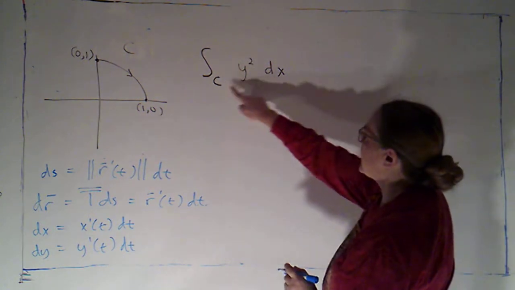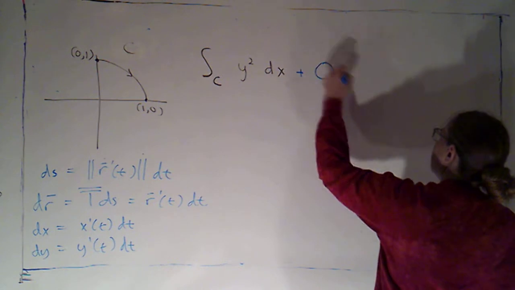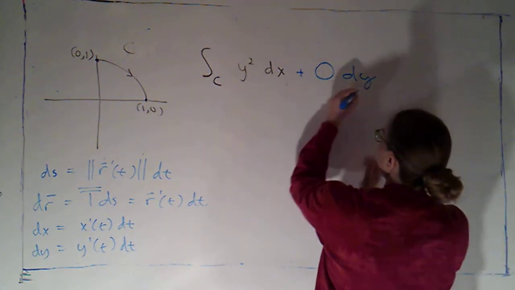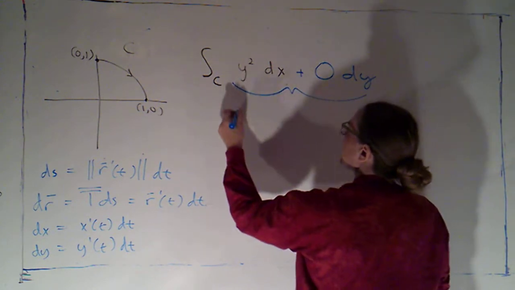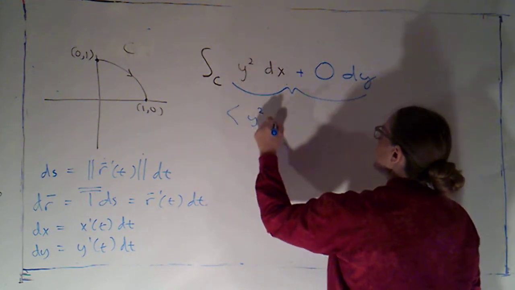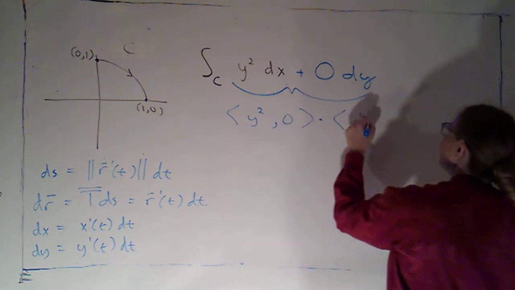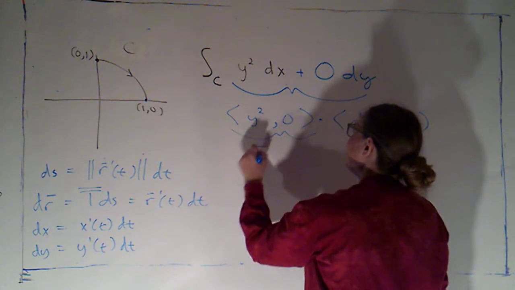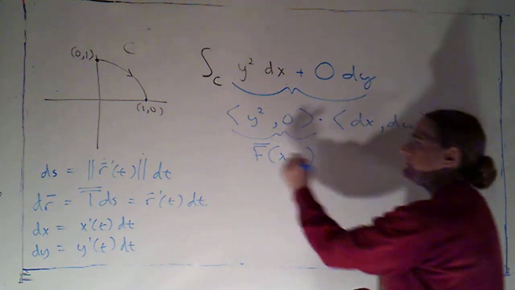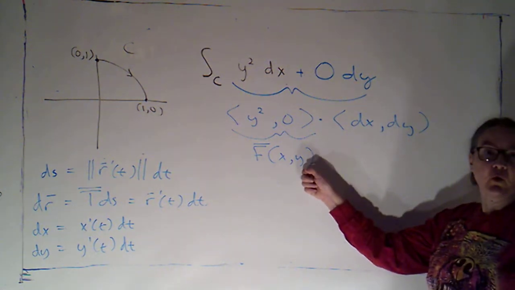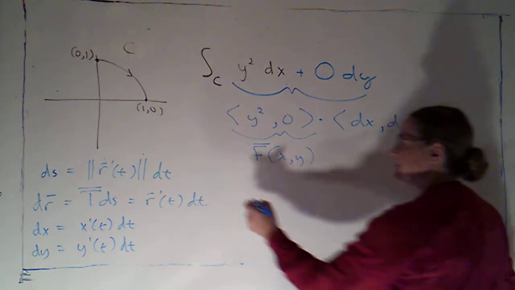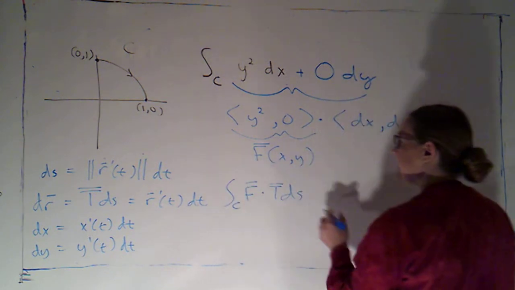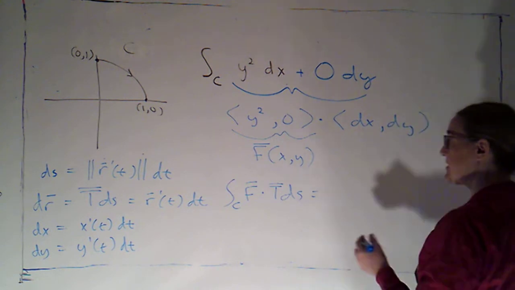So I can recognize that this integral right here is plus a 0 dy. So now I can recognize this as the dot product of (y squared, 0) with (dx, dy), and I can say, oh, okay, that's the force that I'm using to do a work integral. And then I can say, okay, this is the same as the integral along C of F dotted with T ds, which I know is going to be the integral.